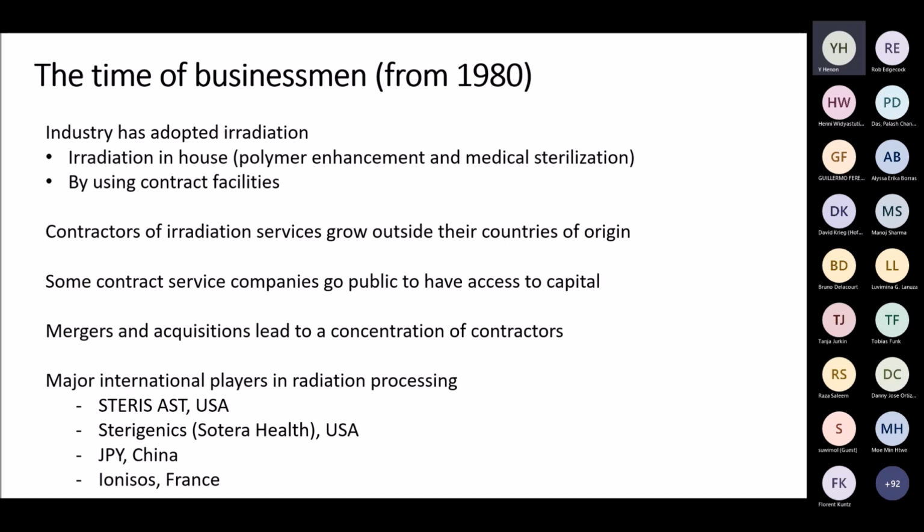So we now have in the world major players such as Steris, AST, based in the US with a large number of facilities. I lost track of how many facilities in how many countries they have, but a lot. Sterigenic, a part of Sotera Health. Another major player would be JPY in China, though its characteristic is that it is operating in China only. And then Unisos in France, who recently acquired quite a number of irradiation facilities outside France.